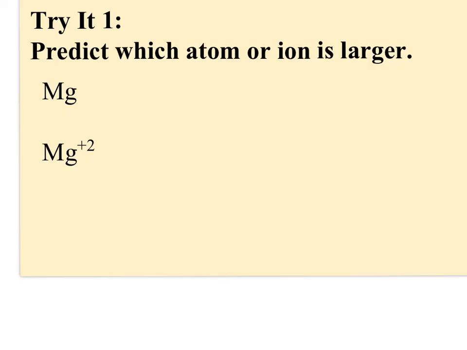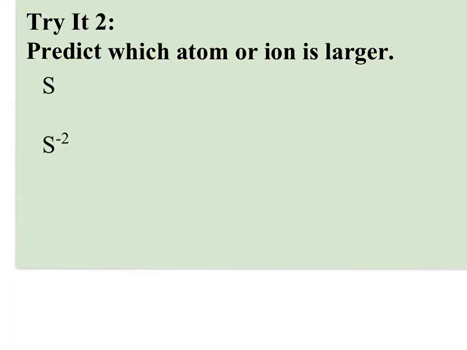Try it here. Predict which atom or ion is larger. You might want to pause here and take a look at what you would see as the nuclear charge or number of protons and electrons in each of these and make your prediction. So Mg, if you look it up, is number 12, so it's got 12 protons. And in a neutral magnesium atom, that means it also has 12 electrons. But Mg2+ means it's lost 2 electrons, so now it only has 10 electrons. So which one's going to be larger? Well, 12 electrons is going to take up less space than 10 electrons if they both have the same charge pulling on them. So Mg is going to be larger than Mg2+.